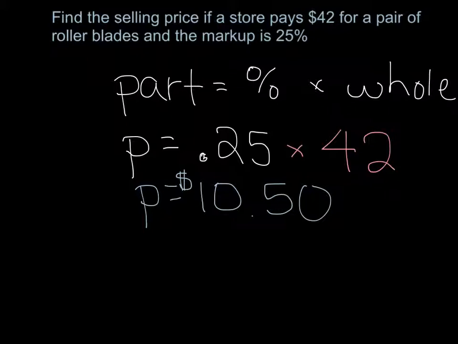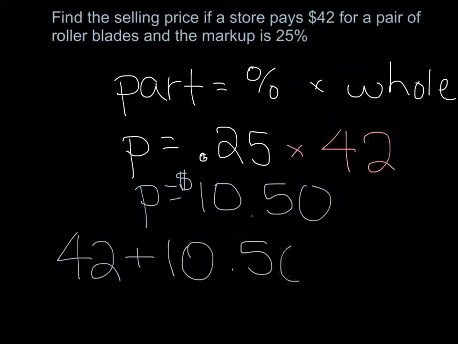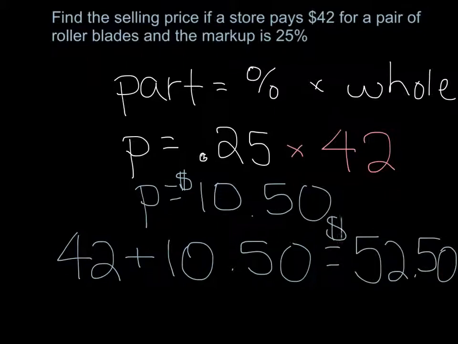This is actually the price that they marked it up. So you have to find the selling price. So then we add $42 plus the markup price, and we get $52.50 would be the selling price, which would be what you would pay at the register if you bought the rollerblades.